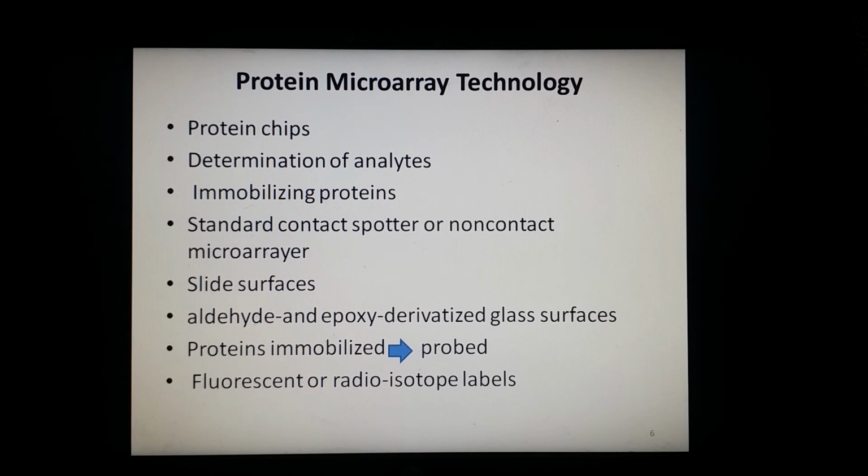This last type, the His6, was reported to provide 10-fold better signals than those obtained with the other random attachment methods. After the proteins are immobilized on the slides, they can be probed for a variety of functions or activities. Finally, the resulting signals are usually measured by detecting fluorescence or radioisotope labels. So this is how protein microarray technology works.